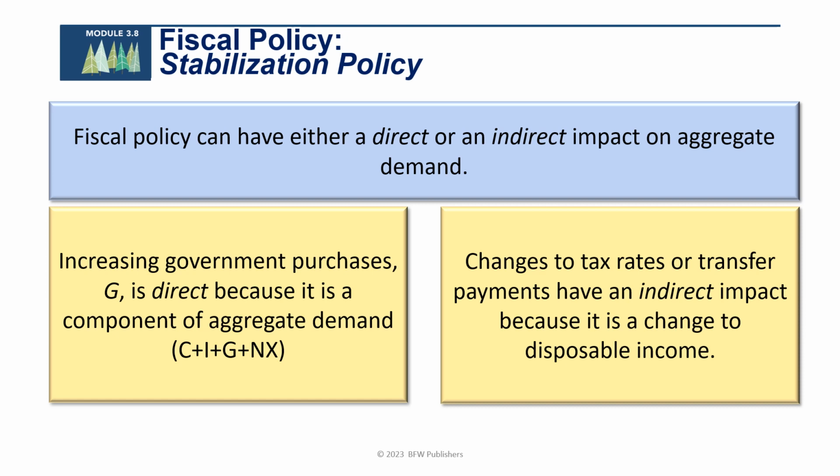As opposed to if the government takes the other approach on fiscal policy, and that is changes to tax rates and/or transfer payments. Here's why: those policy measures will ultimately have an indirect impact on aggregate demand because it changes the level of disposable income, and households can decide what percentage of that change in income is ultimately spent. So identify the difference between direct and indirect impact of fiscal policy: government spending, direct, as opposed to changes in tax rates and transfer payment changes, indirect.